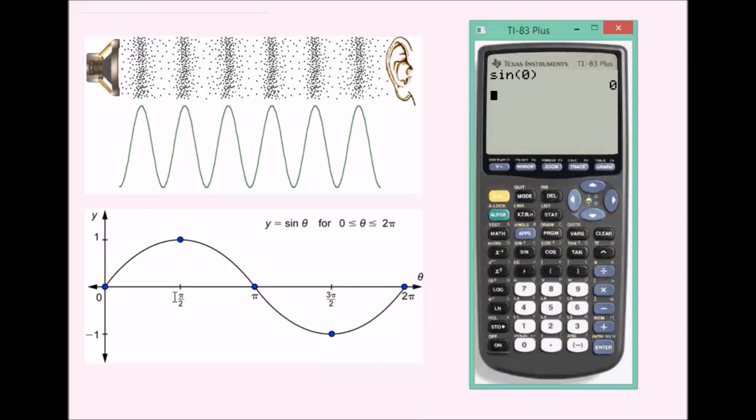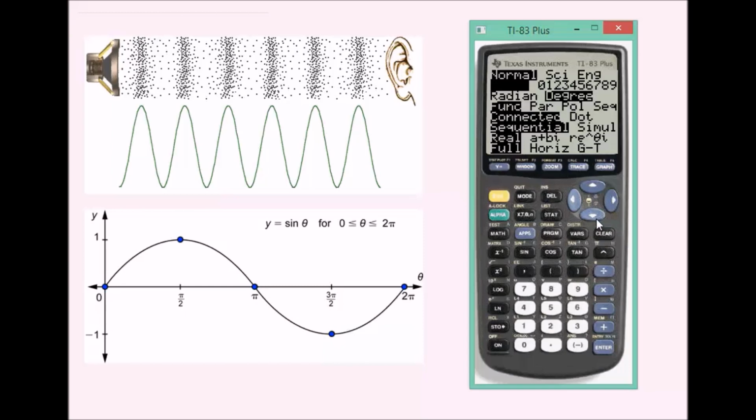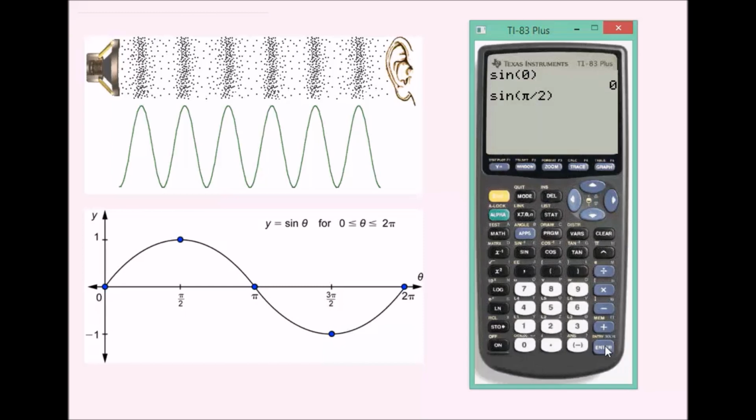When we go to pi over 2, remember that's 90 degrees, sine of pi over 2, or 90 degrees. It just depends what mode you're in. Okay, we're in degree mode. Let's put it in radian mode. So sine of pi over 2 is going to be 1. So when x, or theta, is pi over 2, or 90 degrees, the sine of that is 1. That's why the graph's up here.